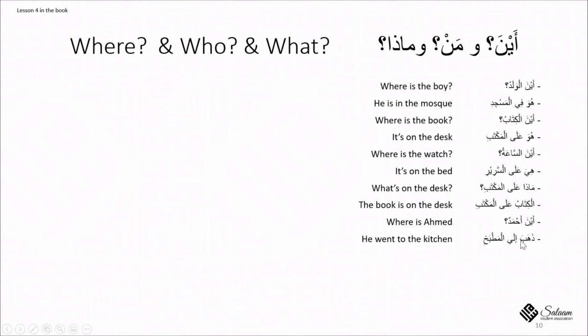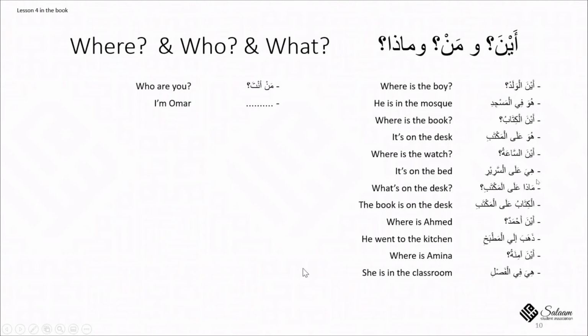أين أحمد؟ ذهب إلى المطبخ. المطبخ means the kitchen. We discussed this example before. أين آمنة؟ And you can see the difference between أحمد and آمنة. So أحمد has tanween and آمنة does not, because we discussed this also. That is a feminine and masculine noun. هي في الفصل, and الفصل means the classroom. We used هي here because it's a feminine singular. So we have the pronoun هي, like هو in the masculine words.